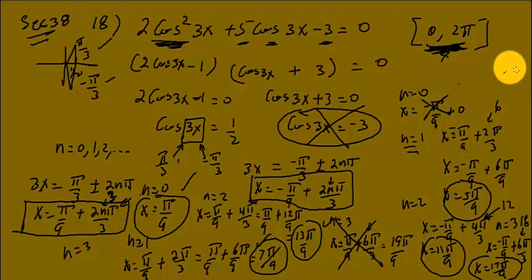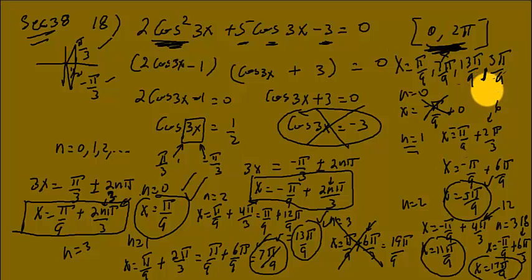So here are my solutions, and I get x is equal to pi over 9, and then 7 pi over 9, and then 13 pi over 9, and then I have n is equal to 1, which is going to give me 5 pi over 9 right there, and then I also have 11 pi over 9, and finally I have 17 pi over 9.